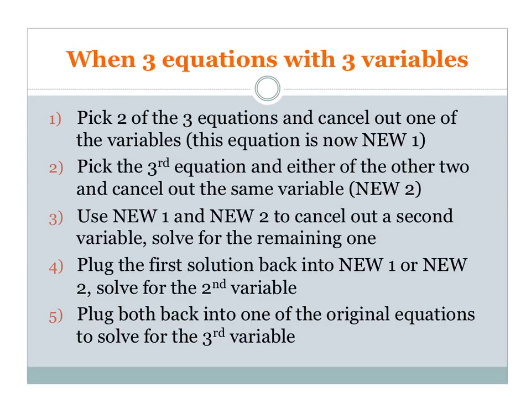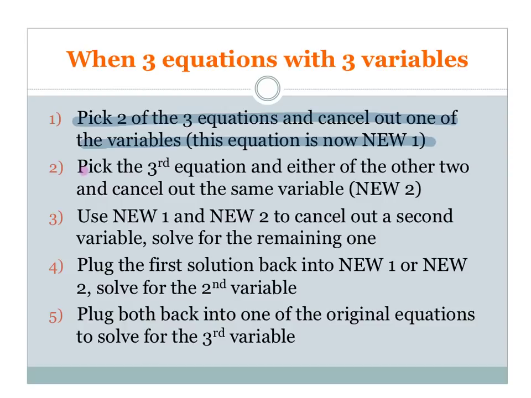But if you get stuck on the process, then you can come back to this note and help yourself get out of it. So the first step says to pick 2 of the 3 equations and cancel out one of the variables. So we're going to pick any 2 and then work through canceling out one of the variables. You can either cancel out the x's, the y's, or the z's. It doesn't matter. And by doing that, we've now narrowed it down to what we're going to call the new 1 equation.